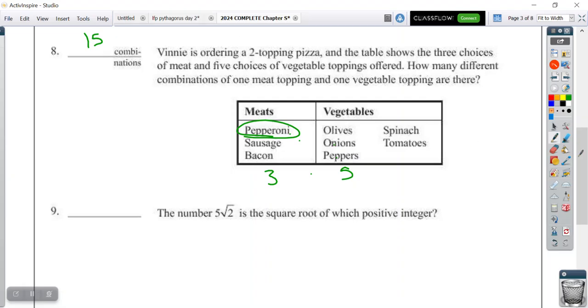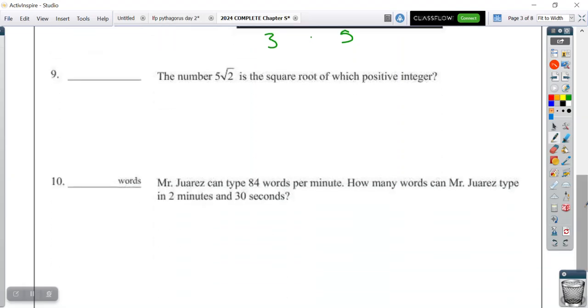All right. So what is this number squared? We have 5 times the square root of 2 squared. Well, that's just equal to 5 root 2 times 5 root 2.